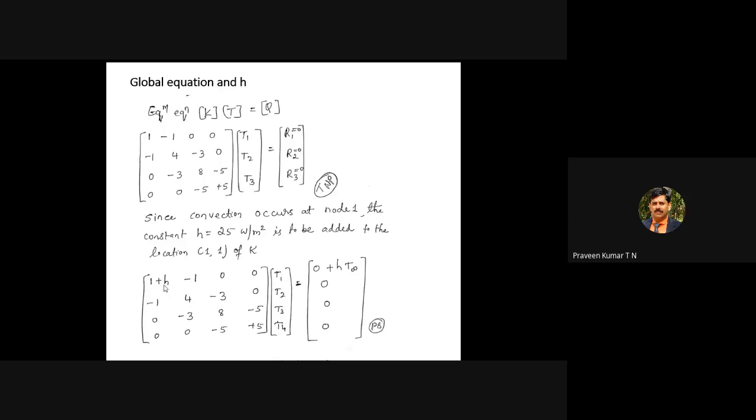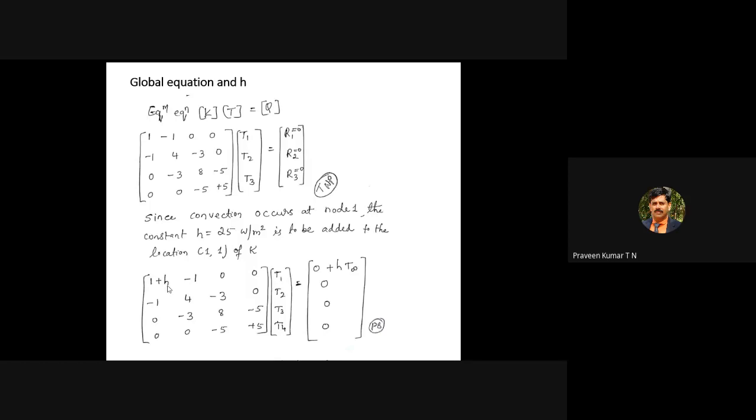This term is K11. This is the first diagonal element. Then 4 corresponds to K22, K33 corresponds to 8, K44 corresponds to 5. K44 is the thermal conductivity value at the fourth row and fourth column. In mathematics, it is referred to as K44. In our problem, the convective heat transfer takes place at node 1. Hence, you have to add H to K11, the first diagonal element.